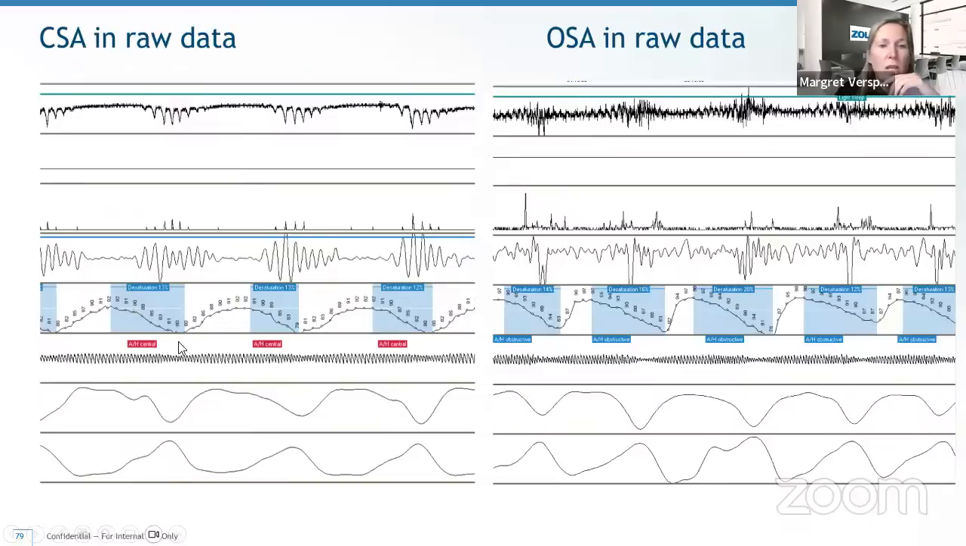What we also see in the periodicity is the desaturation and resaturation pattern, with again the nadir more in the middle of the hyperpnea phase and in the moment of the arousal. Here we see the arousal is in the second part of the desaturation, and after the arousal, a quick resaturation. It's a different pattern when we compare obstructive versus central.